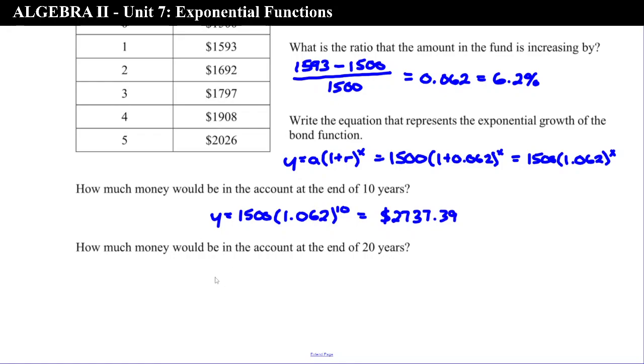If we want to find out how much money will be in the account at the end of 20 years, you're going to do the same thing. You take the formula that we created and put it to the 20th power. In this case, we find out that we get 49.95 and 53 cents.